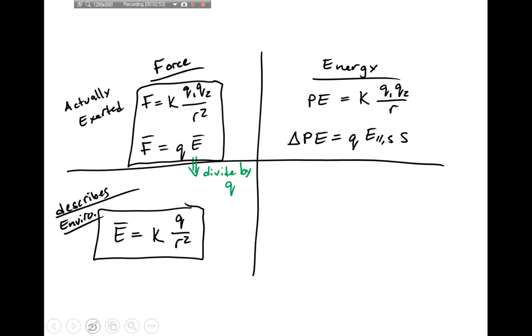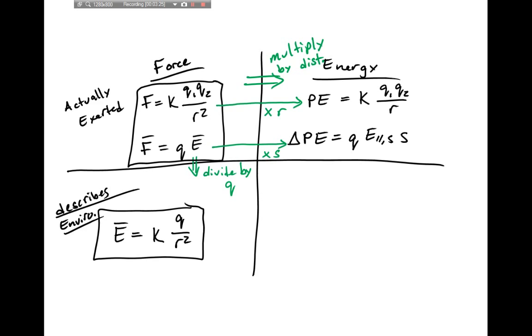And one thing that I want to point out about this is that when we go from forces to potential energy, we always multiply by a distance. So for example, in going from this formula to this formula, we multiplied by r, which was the distance between the two charged particles. And when we go from this formula to this formula, we multiply by the displacement between the two places.